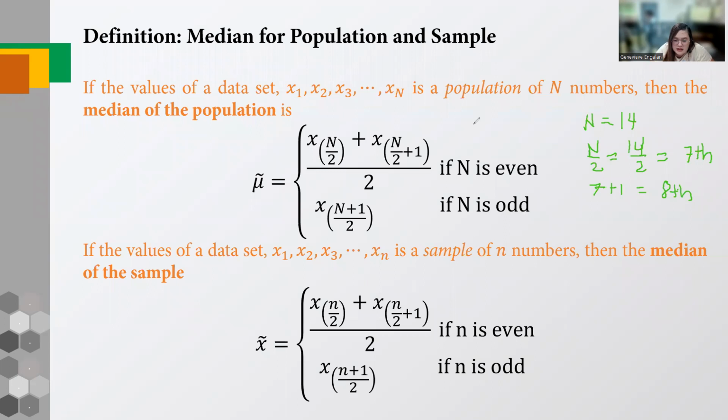If the number of values in your dataset is odd, you no longer need to add then divide by 2; it is automatically (n plus 1) over 2. So if your n is equal to 13, it is odd, so n plus 1 divided by 2 is 14 divided by 2, so the 7th.